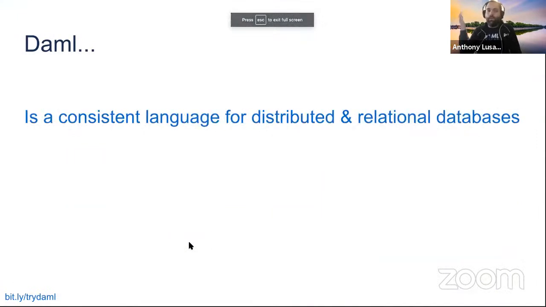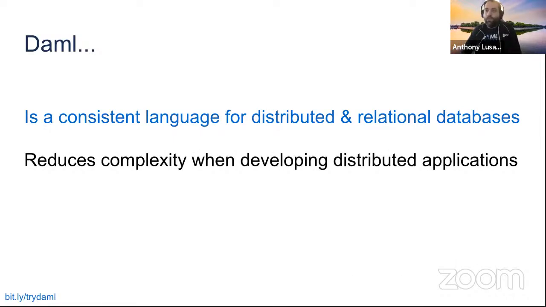And so at a high level, we can say that DAML is a consistent language for distributed and relational databases, especially if you're a developer. That's probably what's most important to you. But it also reduces complexity when developing your distributed application. So if you're a developer or project manager, that's probably something that's really important.